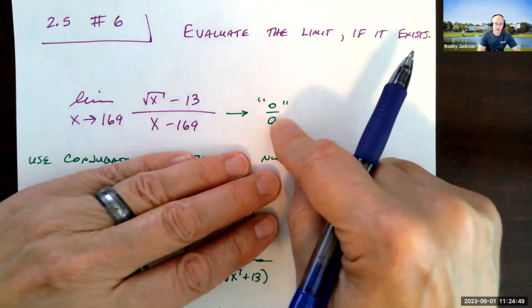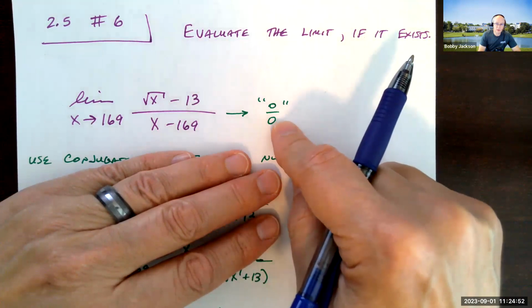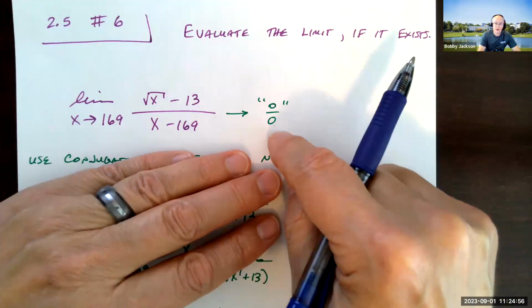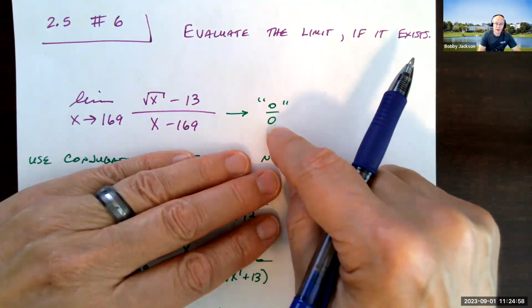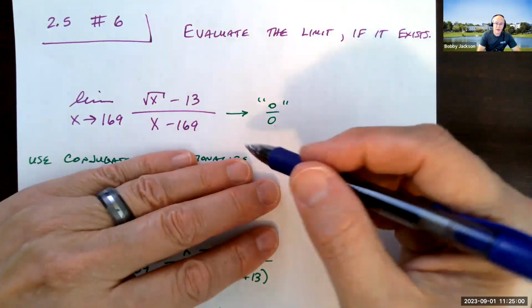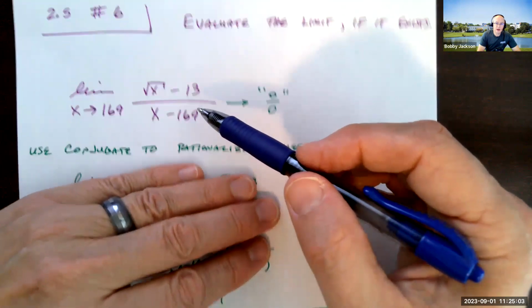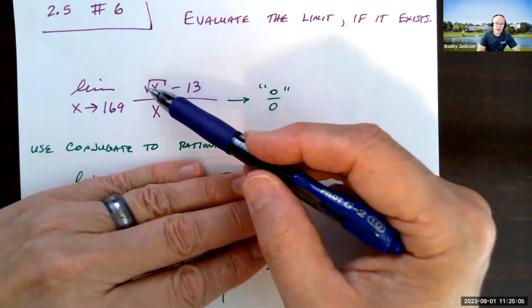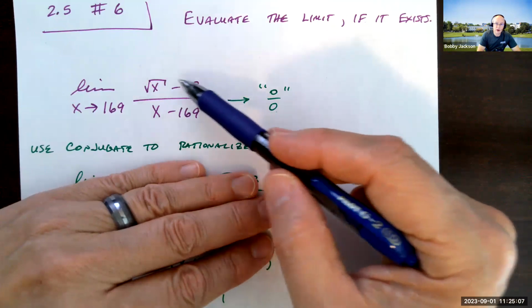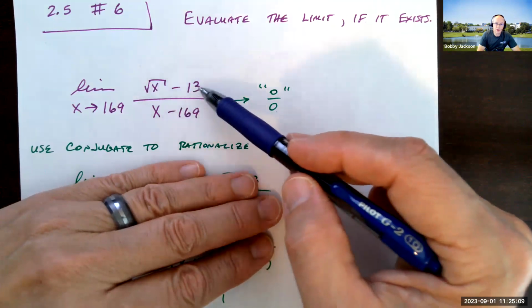This doesn't mean the limit does not exist. It simply means, basically, if we look at it graphically, we've got a hole in the graph. We need to find the y-coordinate of that hole to find the limit. And we can do that algebraically. And the trick here is to rationalize the numerator. Got this radical up here. We're going to get rid of the radical in the numerator.